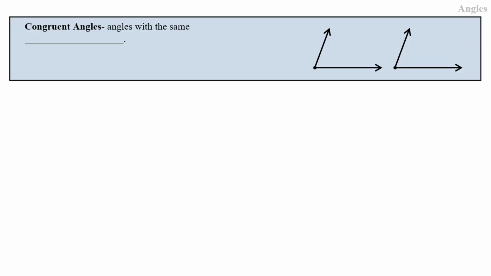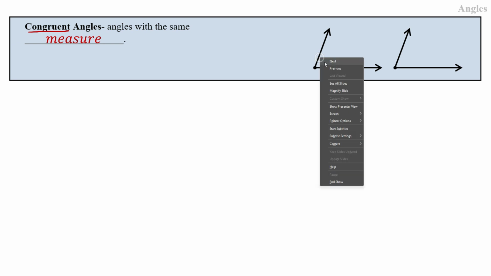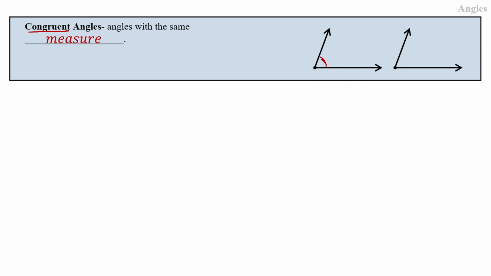Congruent angles. We went over congruent last time. Congruent means the same measurement. So congruent angles are angles with the same measure. On the picture on the right, if these were both, say, 75 degrees or whatever they are, if they're congruent, you're going to put these little congruent marks right here, like so. So when you see that, that means they're congruent.